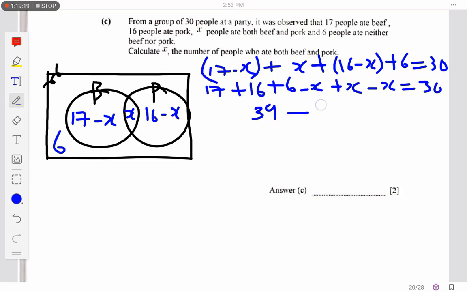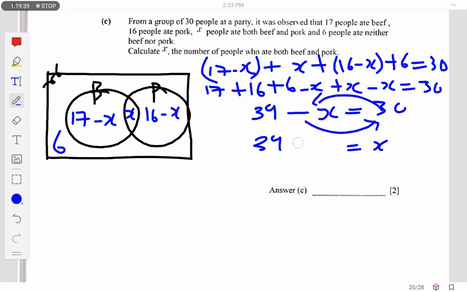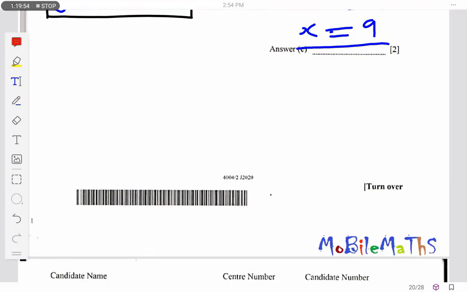And here I get a minus x there. Minus x plus x, that's a 0, minus x, so I get a minus x there. Minus x is equal to a 30. Okay, so I take this one this side, it becomes a positive, that will be an x. This one this side, it becomes minus, so I have 39 minus 30. So my x value is equal to 39 minus 30, that's a 9. So our x value, those people who ate both beef and pork, are 9 people. Okay, so that's the last question there.